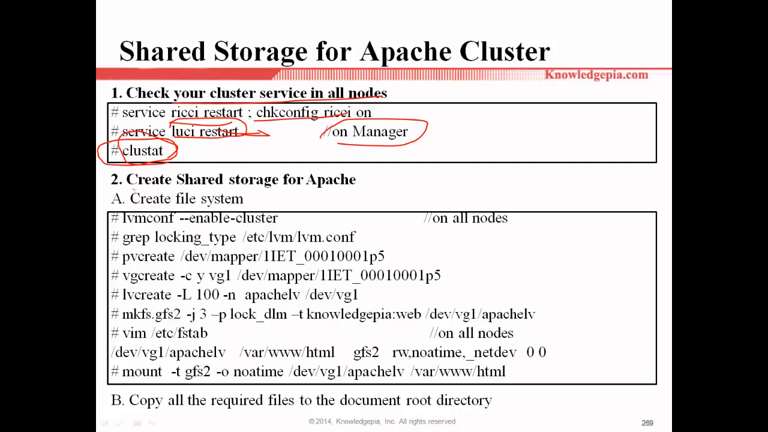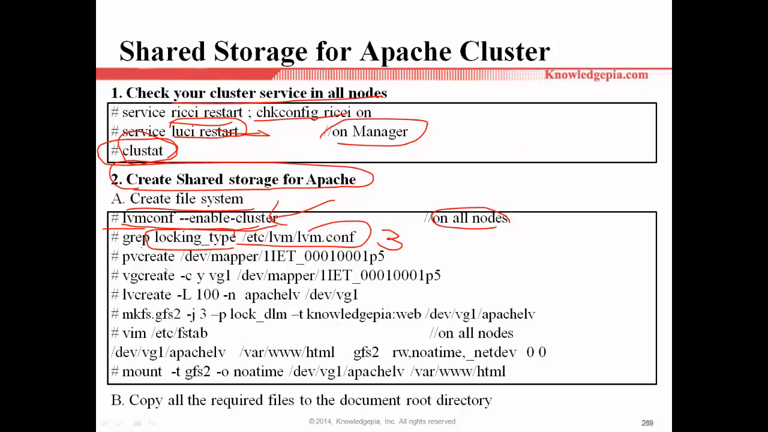And number 2, create the shared storage for the Apache web server. So create a file system. At first, in lvm.conf, enable clustering on all cluster nodes. Your cluster nodes must support the clustering service, especially for LVM. Please check /etc/lvm/lvm.conf. Here, locking type must be the number 3.